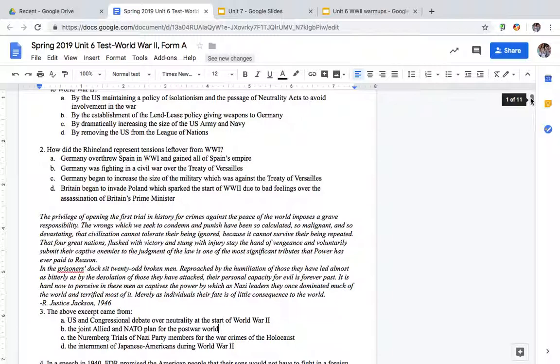Number 2. How did the Rhineland represent tensions left over from World War I? A. Germany overthrew Spain in World War I and gained all of Spain's empire. B. Germany was fighting in a civil war over the Treaty of Versailles. C. Germany began to increase the size of the military, which was against the Treaty of Versailles. D. Britain began to invade Poland, which sparked the start of World War II due to bad feelings over the assassination of Britain's Prime Minister.